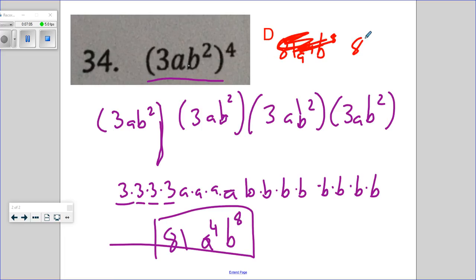It's 81, A to the fourth, B to the eighth. All right, hope that makes sense.